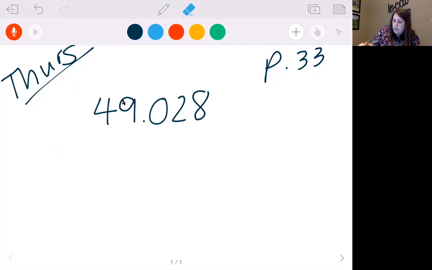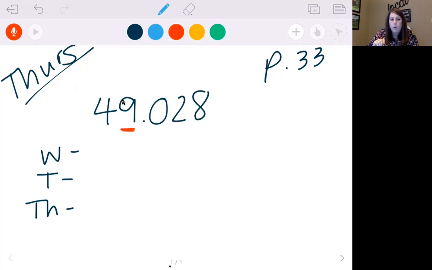Sorry, let me put that one first. We're going to put a W for a whole number, the nearest tenth and the nearest thousandth. So let's do each one in a different color. Let's do whole number first. I'm going to go ahead and underline my whole number because it helps me to remember what it is.